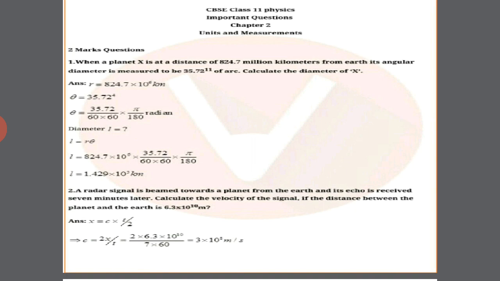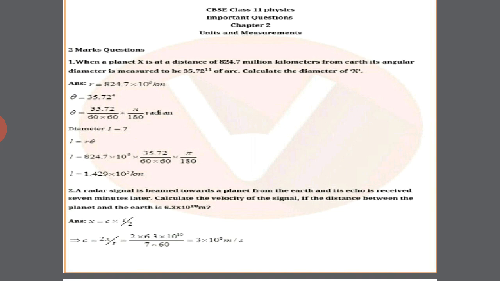Then theta is equal to, need to convert it into radian. Then we all know diameter L is equal to r theta, so theta is equal to L by r. By putting the values, we can easily find out the value of L. So let's move further.